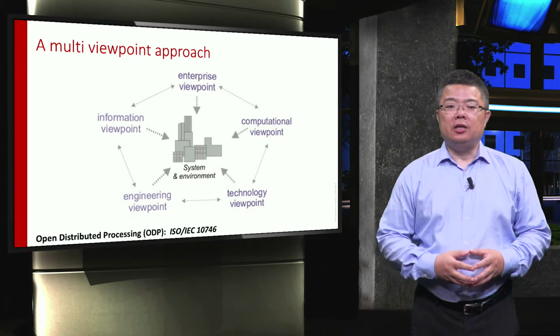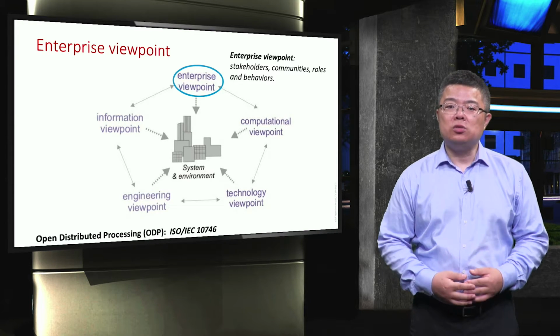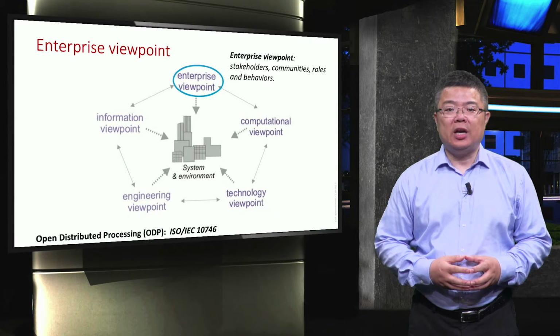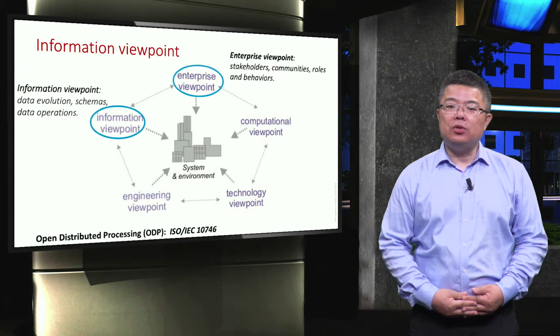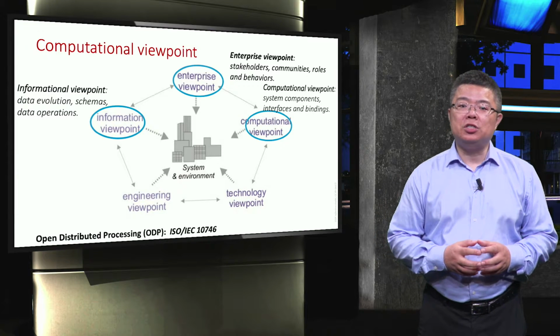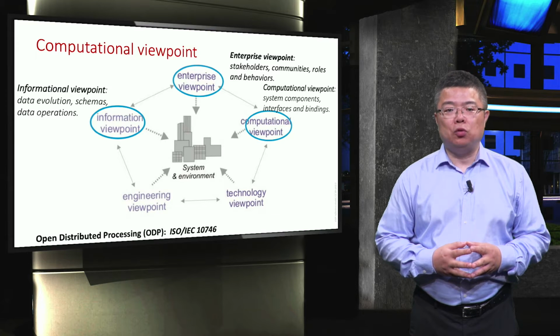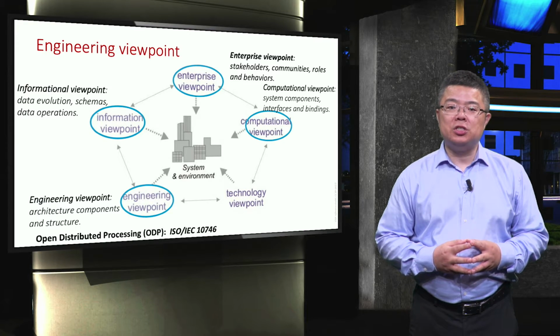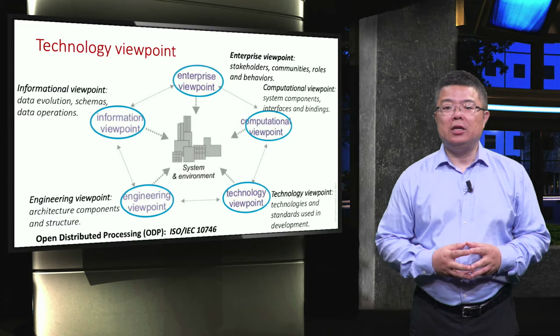In ODP, the enterprise viewpoint models the main communities that interact in a system, the roles such communities provide, and their behaviors. The information viewpoint models data objects and how they evolve as part of activities of a system. The computational viewpoint models the system components, interfaces, and the bindings between them that allow various operations to be performed. The engineering viewpoint models the system architecture and structure, and the technology viewpoint models the technologies and the standards needed in the development and operation of the system.